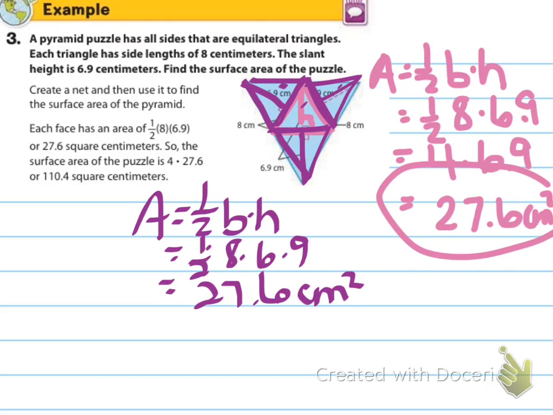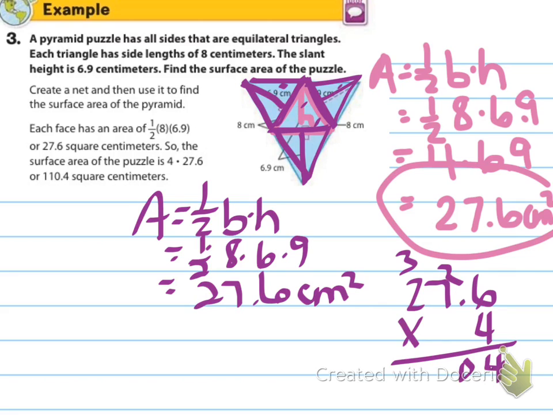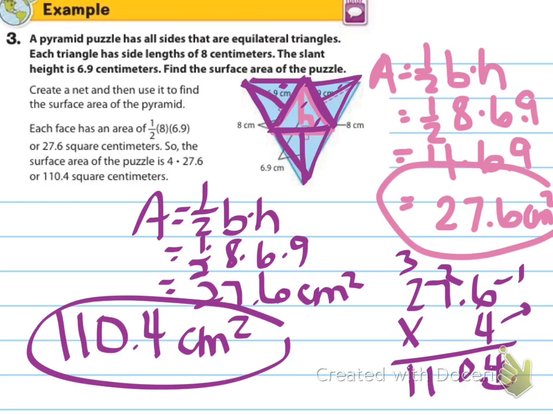So I know that all 4 triangles are the same, so I'm going to take my 27.6 and multiply it times 4. I've got a 0 here, so I'm going to go over 1. So it's 110.4 centimeters squared. Ooh, I like that one.